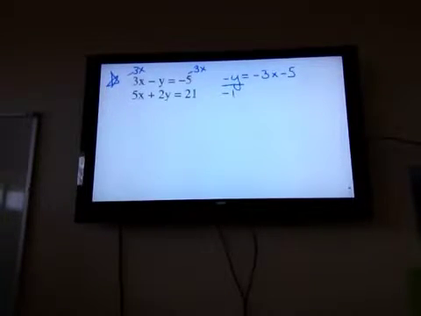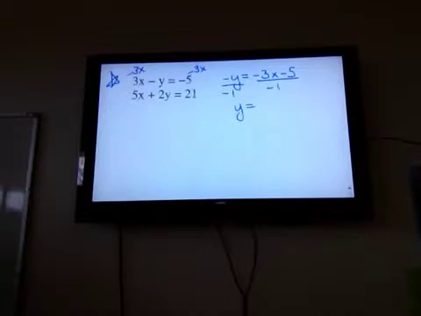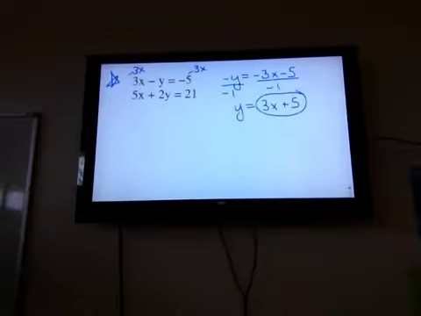Divide, that's what I was saying made it harder. Divide by that negative 1. And then my negative 3 over negative 1 becomes positive 3x. And my negative 5 over negative 1 becomes positive 5. The signs change. Now we're ready. Y equals. So it's got to go in for y.